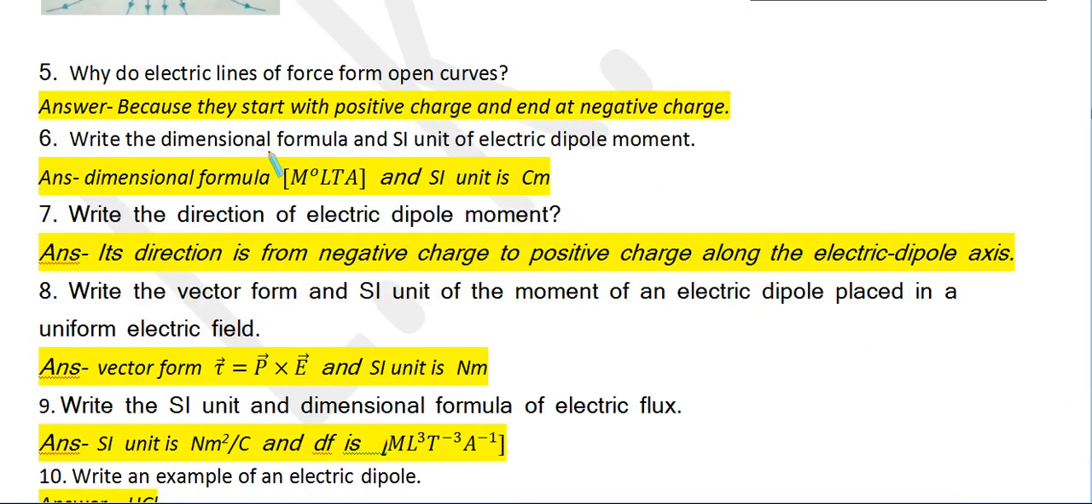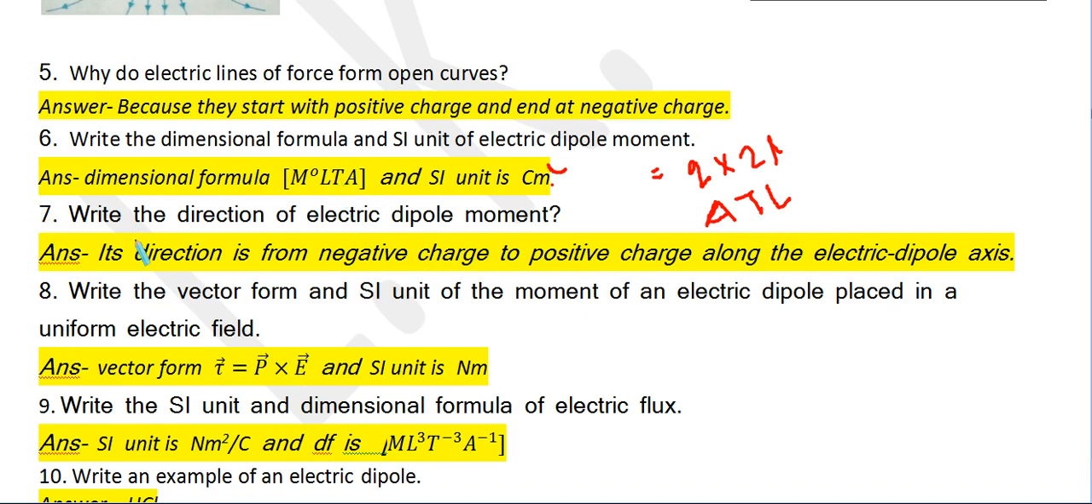Question number 6. Write the dimensional formula and SI unit for electric dipole moment. The dimensional formula for electric dipole moment is M0 L T A, and the SI unit is coulomb meter. You can also find it through the formula Q into 2L. The unit of Q is coulomb and the unit of length is meter, so its SI unit is coulomb meter. Also, the dimensional formula for Q is AT and for L is L. So ATL, LTA, you can write it this way.